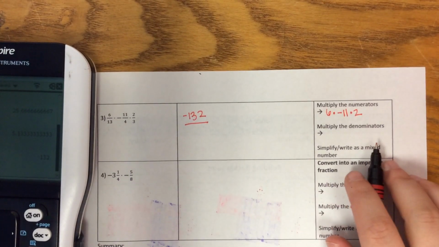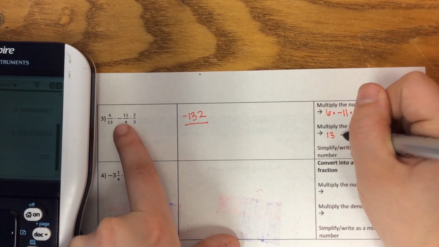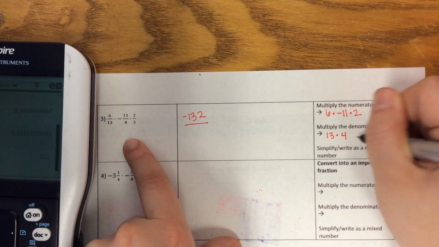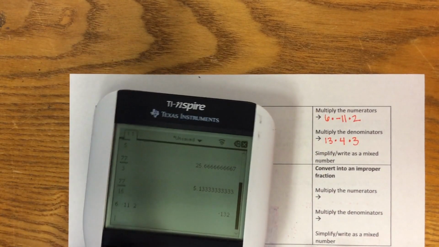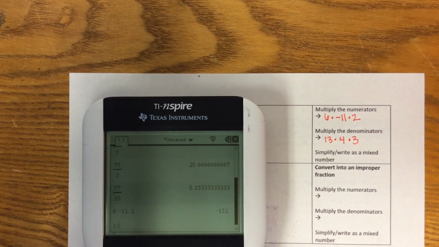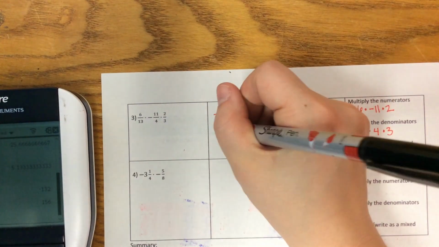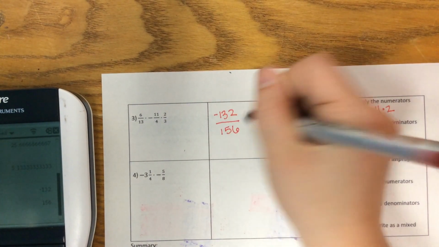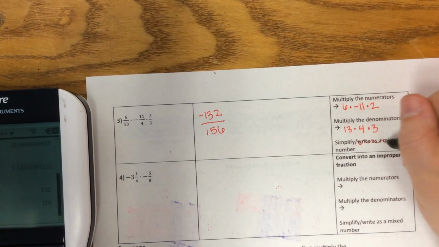Okay, now we're going to multiply the denominators. So my denominators would be 13. I already used that negative, so I'm just going to use 4 and 3. Again, it's okay to use your calculator to do that. So 13 times 4 times 3, and I get 156. So my numerator is smaller than my denominator. 132 is smaller than 156, so I don't need to do the mixed number.